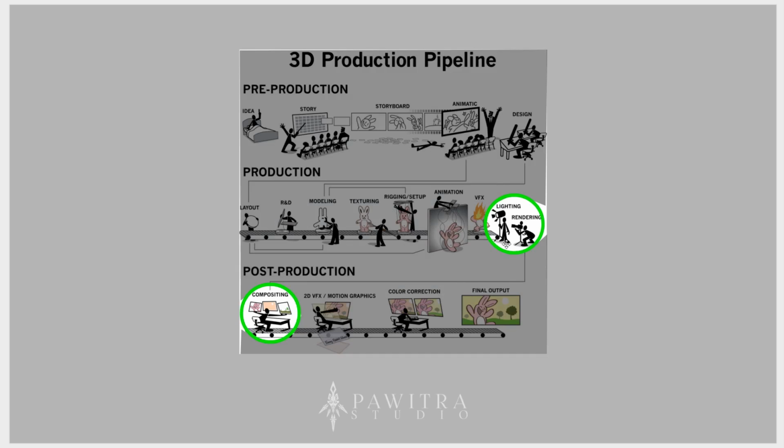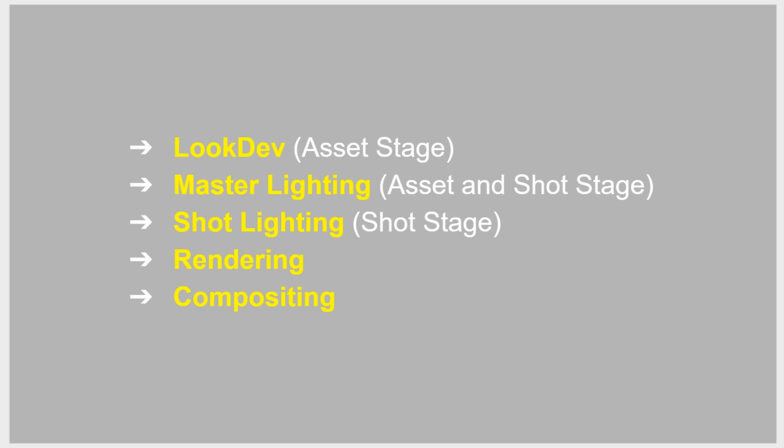Okay, as you can see here, lighting and compositing are in this stage. This area here is mostly used for final editing. There are 5 things if we talk about lighting in general. First is LookDev. Usually it is on the asset stage. Second is master lighting. It is both on asset and shot stage. The third is shot lighting. The fourth is rendering, and the last is compositing.